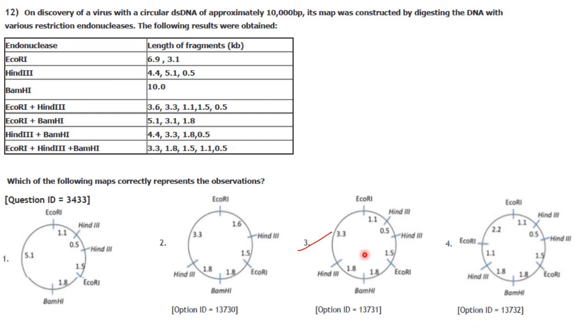Then comes HindIII again, that is over here. It will digest and you will get a 3.3 fragment. So that is also there. Then BamHI, it will digest between HindIII and EcoR1 fragment and you will get a 1.8 fragment. That is also here. So the answer here is option 3. You can even cross check with the double digest and single digest also. It will be corresponding to 3. Answer is option 3.